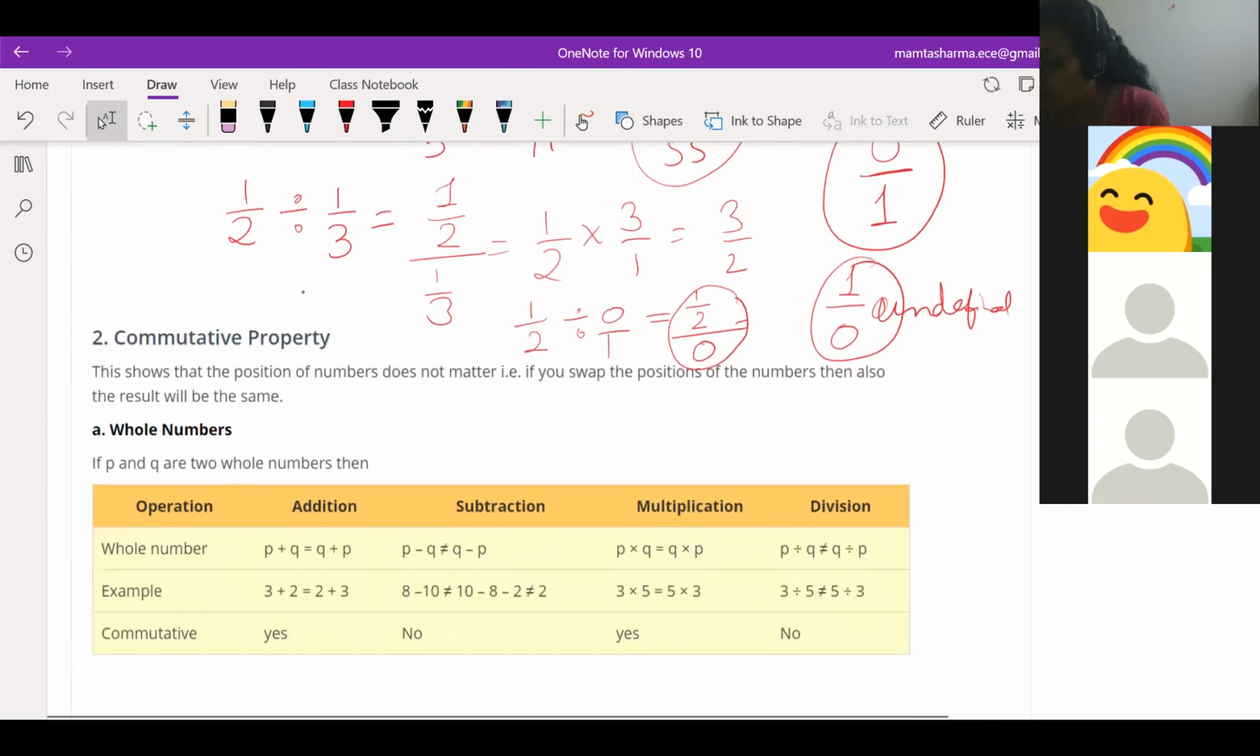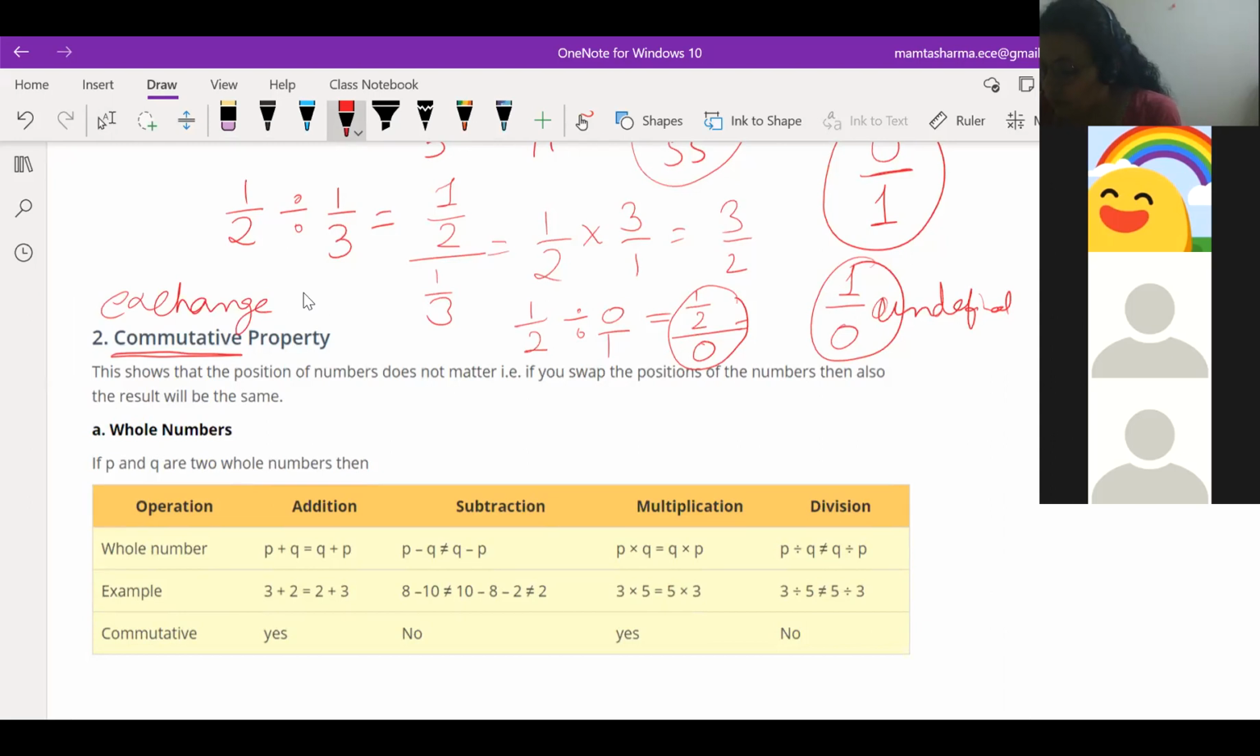Now come to the next property, that is the commutative property. What do you mean by commutative? What is the meaning of commutative? Commutative means exchange.